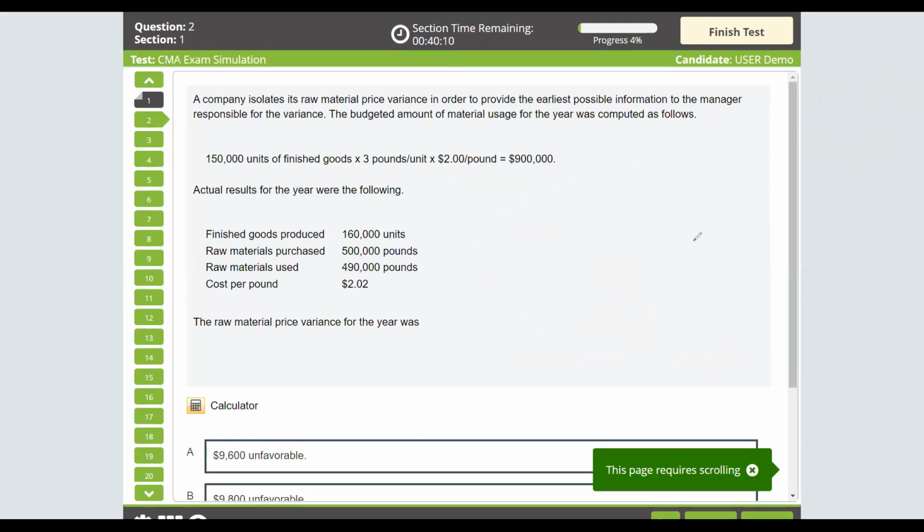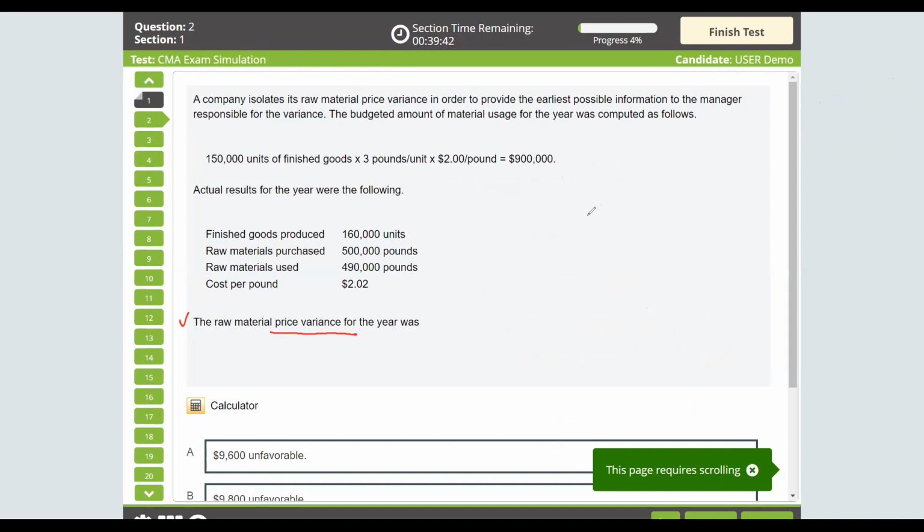Okay, so here we have a company, where one technique comes into place. I was going to read the whole question, but I realized we have a lot of information to read. I want to save time, so I'm not going to read the information. I'll go straight to what is required. It says the raw material price variance for the year is, so I know what I'm looking for. I'm looking for the price variance.